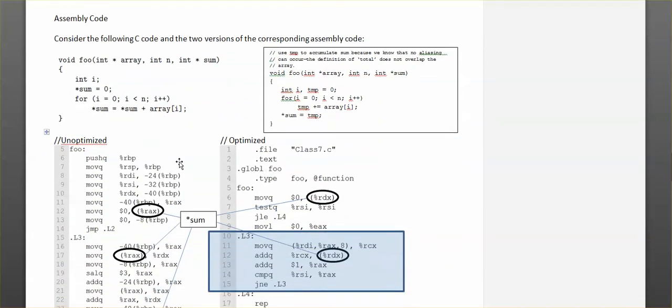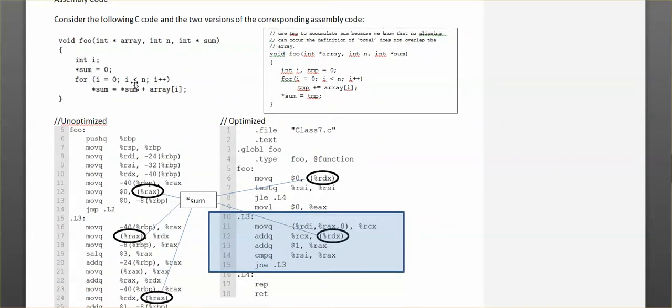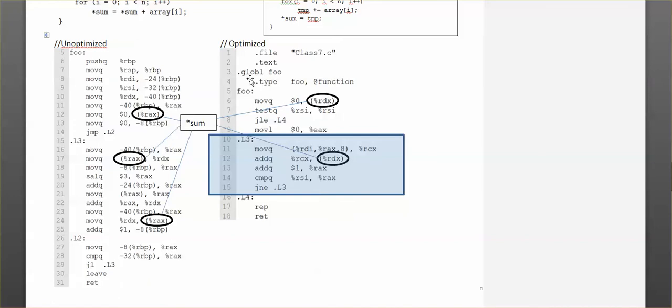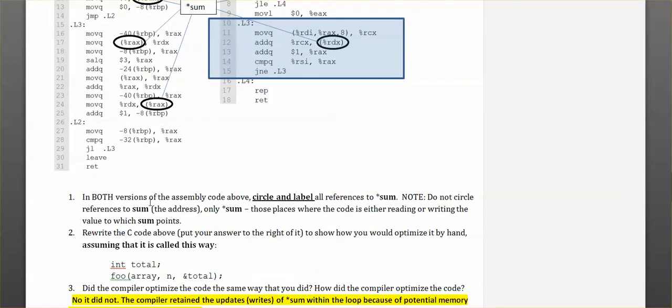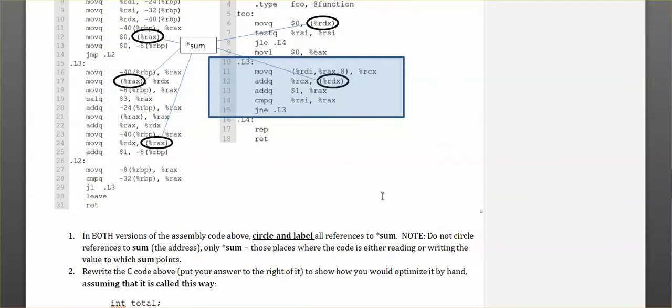Alright, so in the next problem we have some C code here and an unoptimized and an optimized version of the assembly code. You'll notice we have a star sum equals 0 using a pointer we're being passed. We update the sum by essentially adding up the elements of an array where the array has a dimension n, and so we're looking at the unoptimized and optimized versions of this code in assembly language. Now, the first question is, in both versions of the assembly code above, circle and label all references to star sum. In other words, accessing the value of sum itself using the pointer sum. So what we want to do is find out what that is.